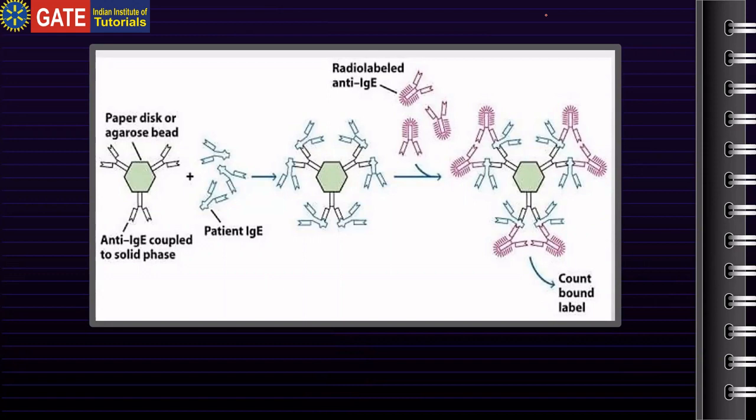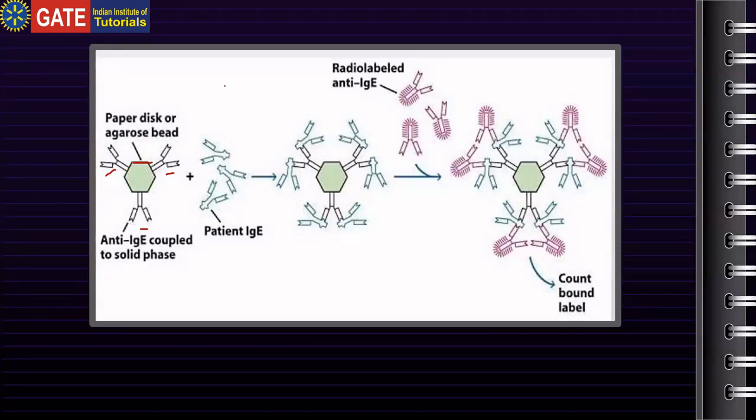Just understand, it's a small experiment. This is anti-IgE. The name itself indicates what it is. This is the one which will come and associate with the immunoglobulin E. That's what we can call anti-IgE. That anti-IgE is associated with a paper disc or an agarose bead.